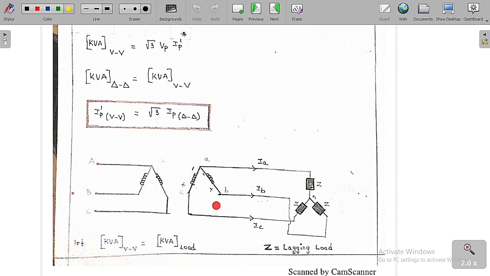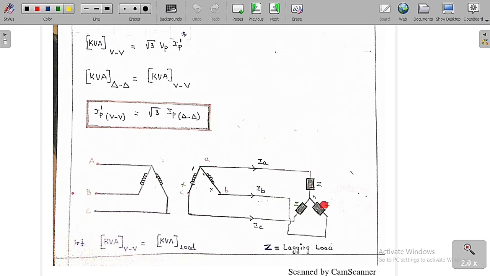So now we are going to analyze some more important concepts for this open delta. So this is the capital A, capital B, capital C, small a, small b and small c. Now I am going to connect a star load of equal impedance Z. Basically it is a star-connected balanced load, and Z is a lagging load, with a neutral point N. So this is the connection we are going to give: A connection, B connection and C connection. The line current is IA, line current is IB and line current is IC.